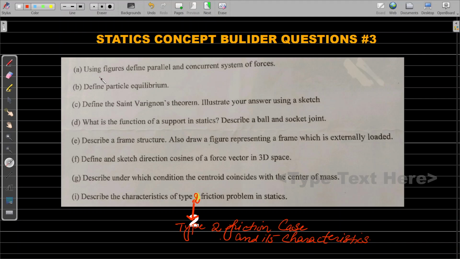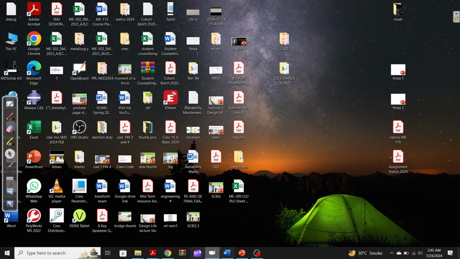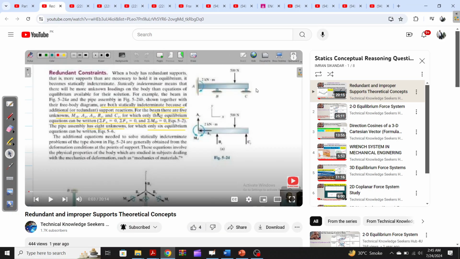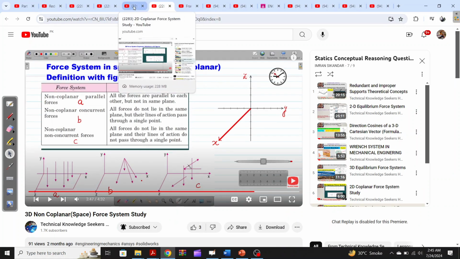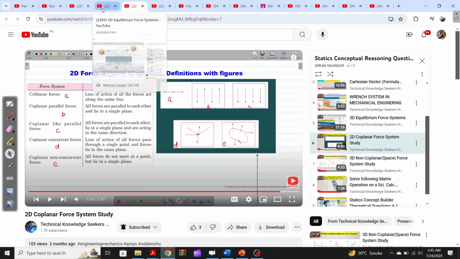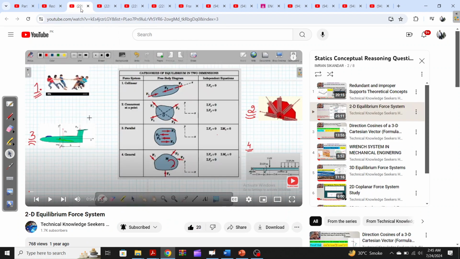The first question is: using figures, define parallel and concurrent system of forces. You have to show it; no definition is required, just a sketch and illustration. If we want to answer this, you can go and see this concept video of ours, which is, I think, this one.